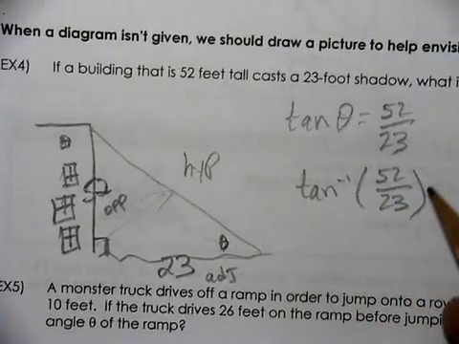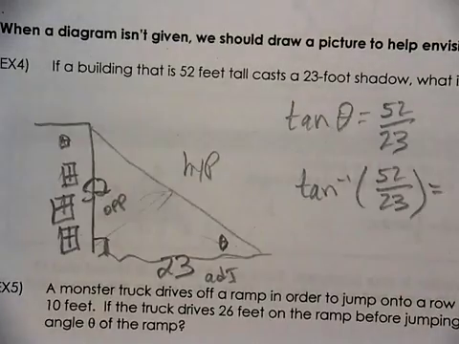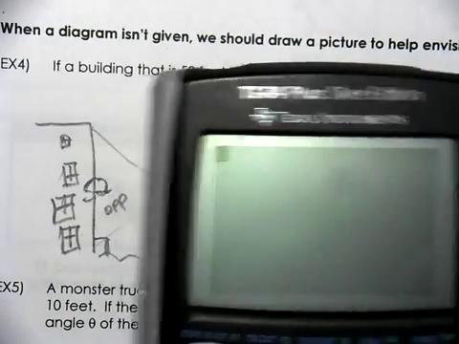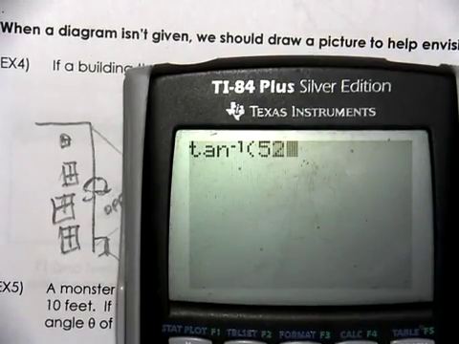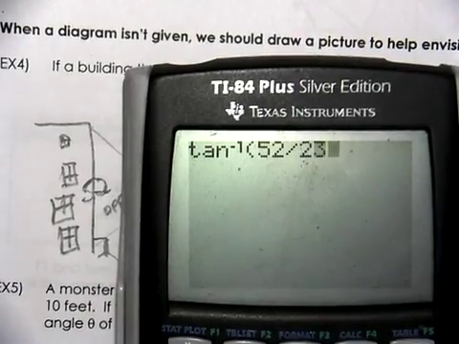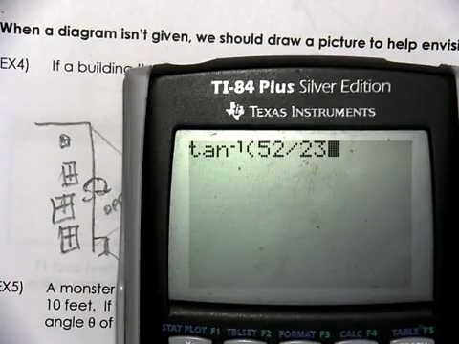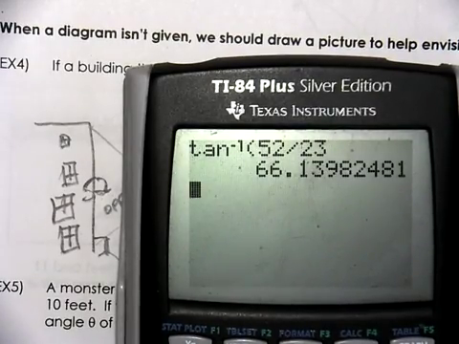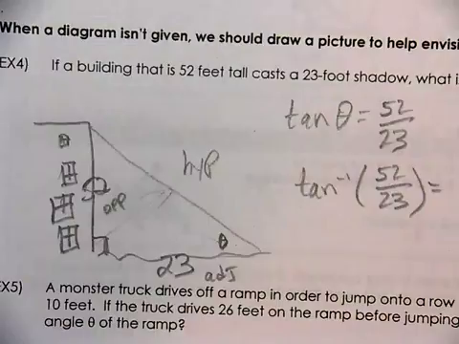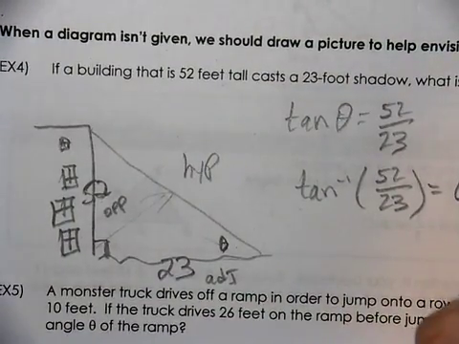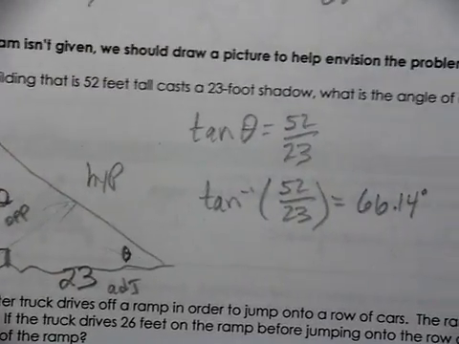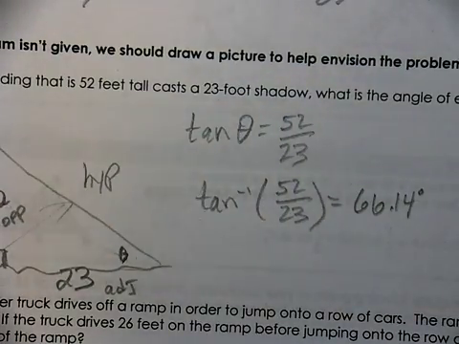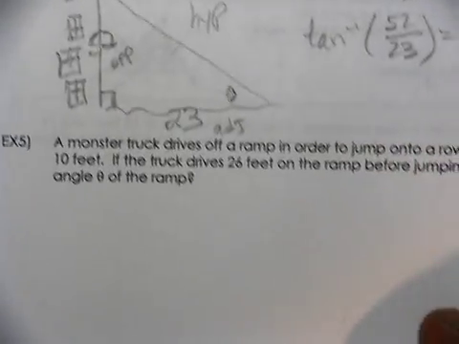So we'll do tangent inverse. You take your calculator. Tangent inverse of 52 divided by 23 comes out to be 66.14. Those are in degrees. Last one.